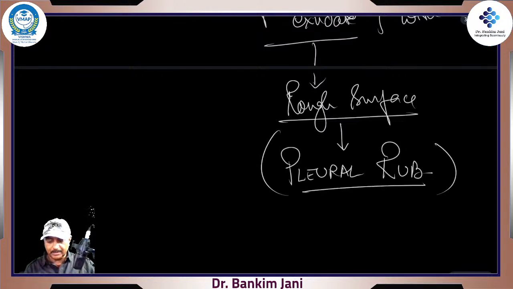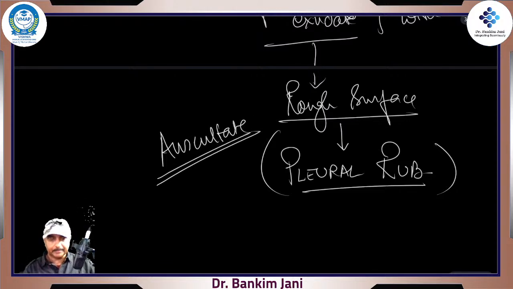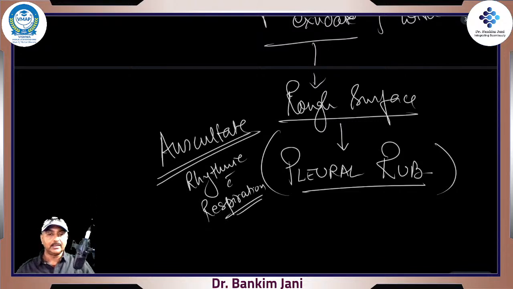And this is in association with the respiration. So when you put your stethoscope, when you auscultate, you'll find that during inspiration and expiration, as if something is getting rubbed, rhythmic with the respiration, you'll be able to appreciate it, and that is what is called the pleural rub.